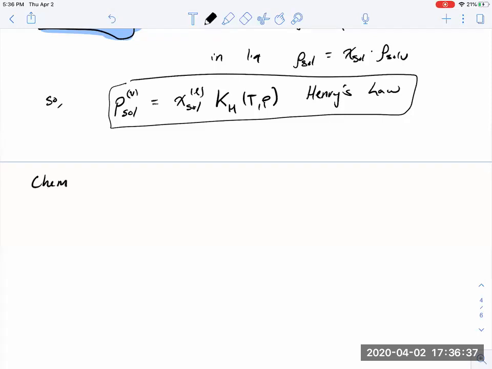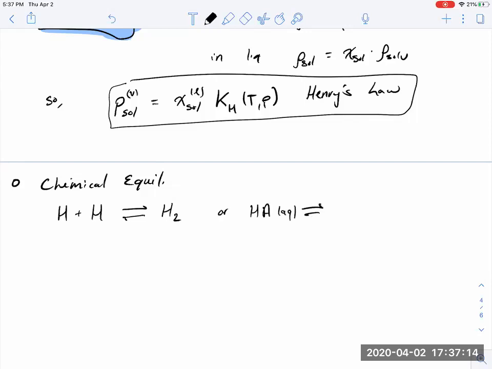Let's imagine molecules partitioning themselves between different molecular species. This is a question of really chemical equilibrium. Now, the simplest chemical equilibrium I can imagine is just taking two hydrogens in the gas. Those hydrogens might come together and form H2. I might imagine something more complicated, like, say, an acid in solution dissociating.